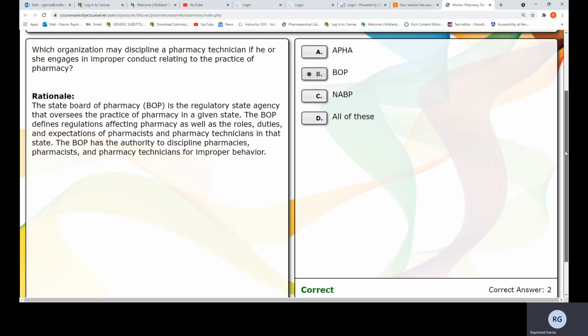It would be Board of Pharmacy. State Board of Pharmacy is the regulatory state agency that oversees the practice of pharmacy in a given state. The Board of Pharmacy defines regulations affecting the pharmacy as well as the roles, duties, and expectations of the pharmacists and pharmacy technicians in that state. Board of Pharmacy has the authority to discipline pharmacies, pharmacists, and pharmacy technicians for improper behavior.